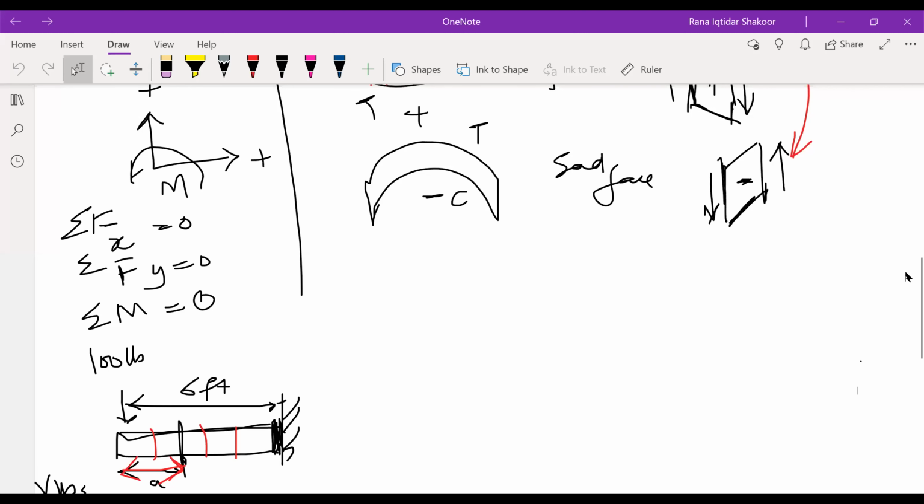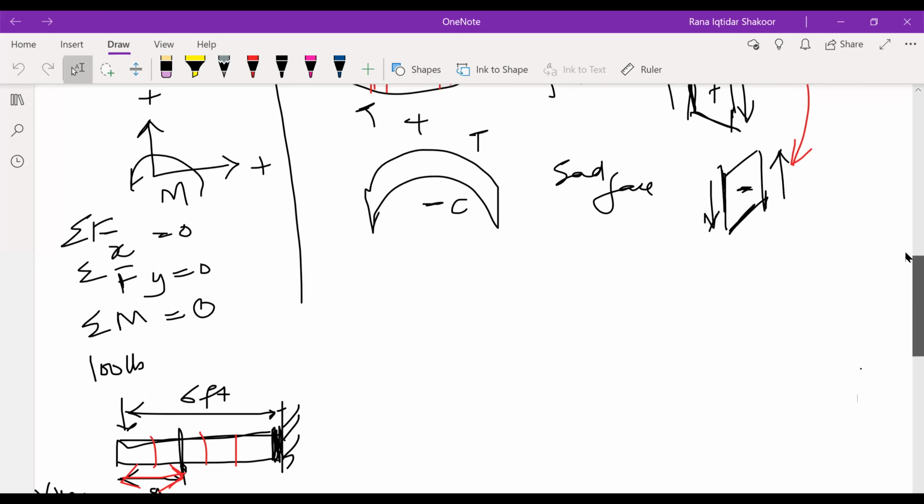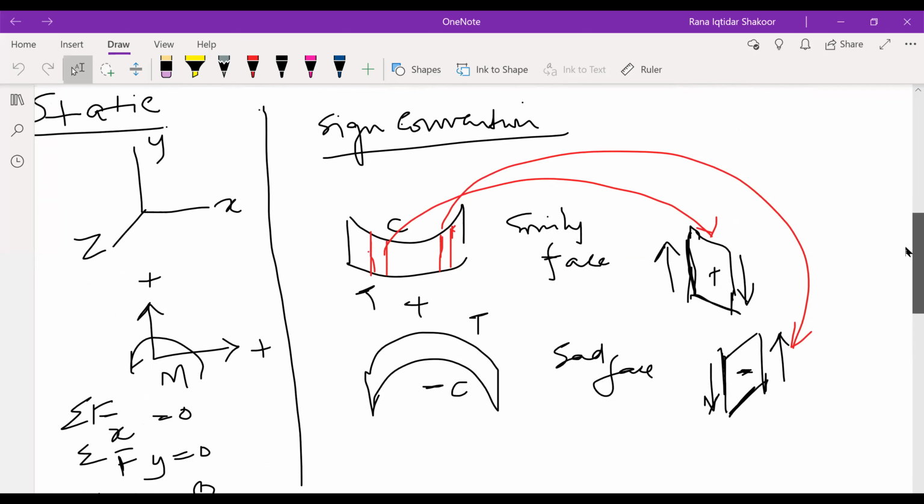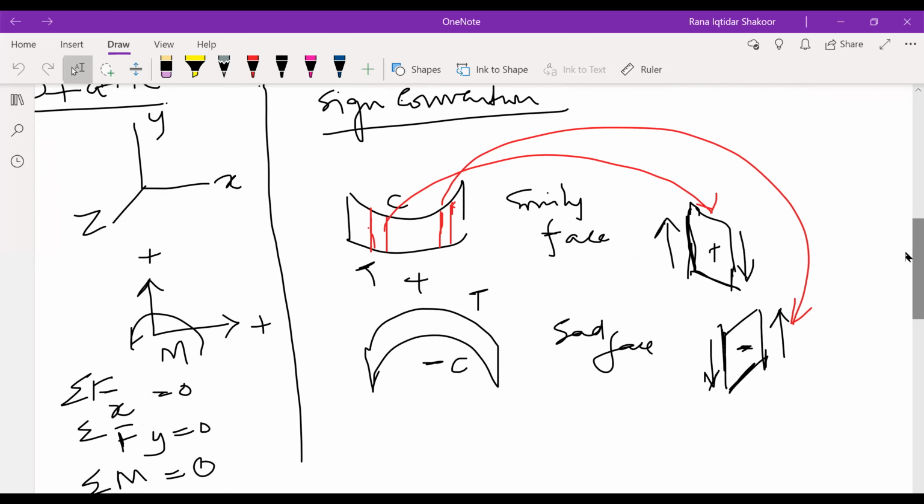We were on chapter 5, where we were discussing the shearing force and bending moment diagrams, right? So we have done some preliminary work in this particular case. What we discussed last time was that there are two types of things. One is the static part. In the static part, we know that x, y, and z are the coordinate axes.